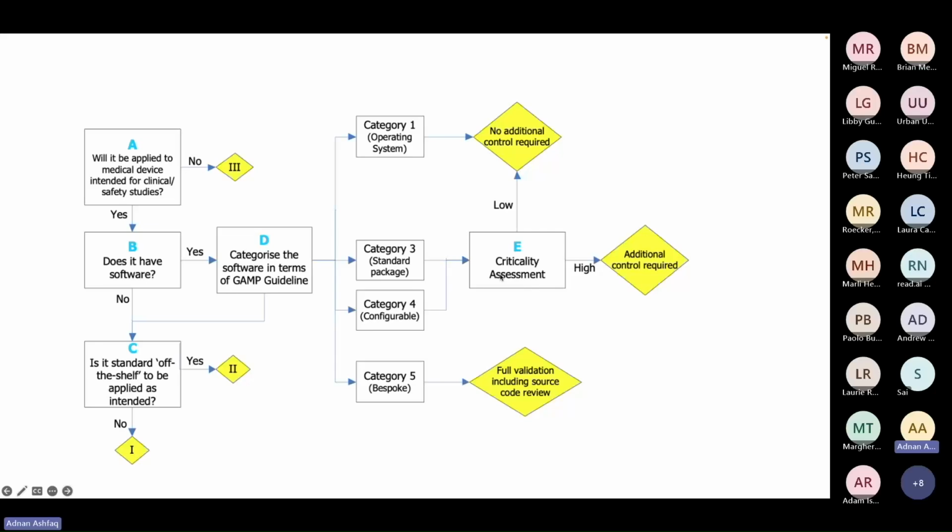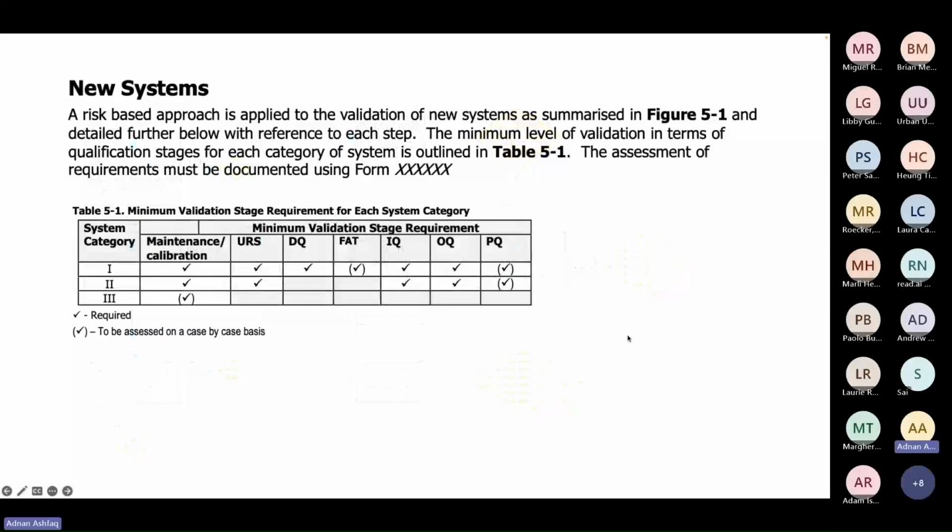And at that point, and I'll show you what the critical assessment looks like, that's where you would have no additional controls required if it's a low risk, but if it's a high risk, then you would have to have some level of additional control. So as I said earlier on, if you go anywhere near bespoke systems, then you're going to have full validation, including source code review, and that's what we would call white box testing.